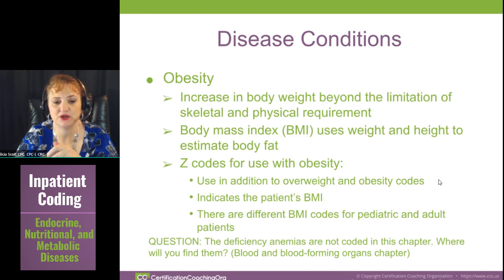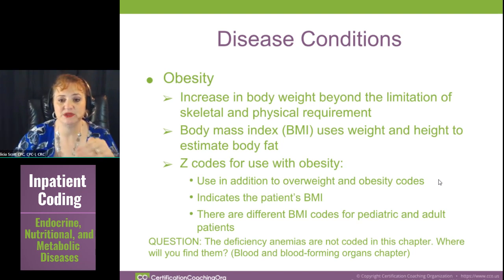The Z code is used with obesity, and you can have pediatric and adult BMIs. So don't forget to capture that if it's there. But you can't code a BMI just because the BMI is listed. It has to be an abnormal BMI, too low or too high. Okay, and so you have to have obesity documented as well.